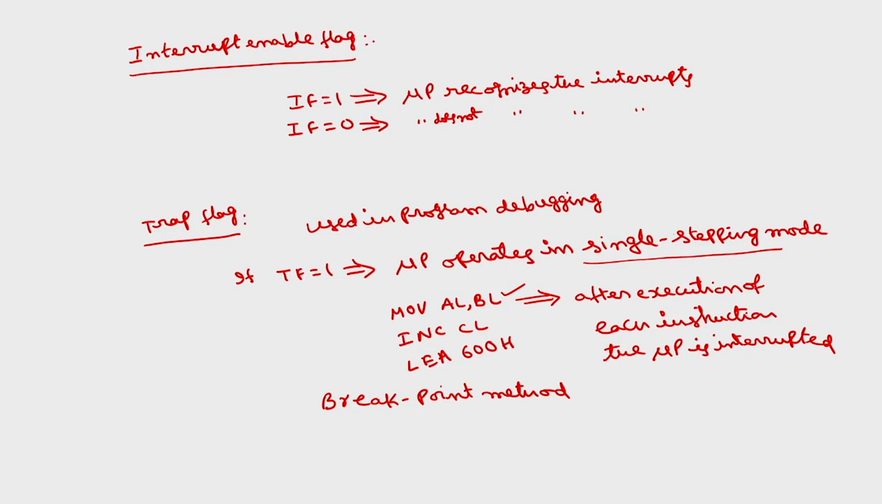In case the trap flag is set, the microprocessor operates in single stepping mode, otherwise it will execute the entire program at once. For breakpoints also there will be some directives; using assembler directives you can set the breakpoint also. So, this is all about the flags which are available in the 8086 microprocessor.